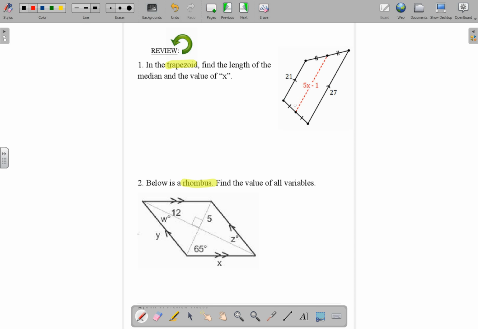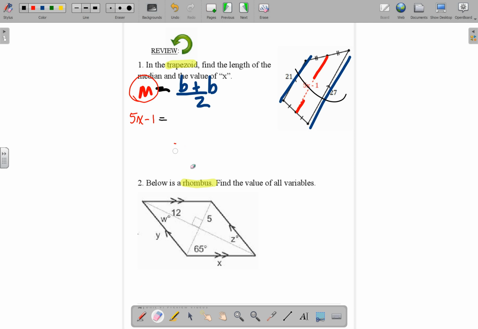This first one we have here, this is a median equals, I'm going to color code this for you, base plus base over 2. So you should have done circle plug chug, 5x minus 1 equals, and then we have here 21 plus 27 over 2. Since all of these are numbers, you could do all the math all together.